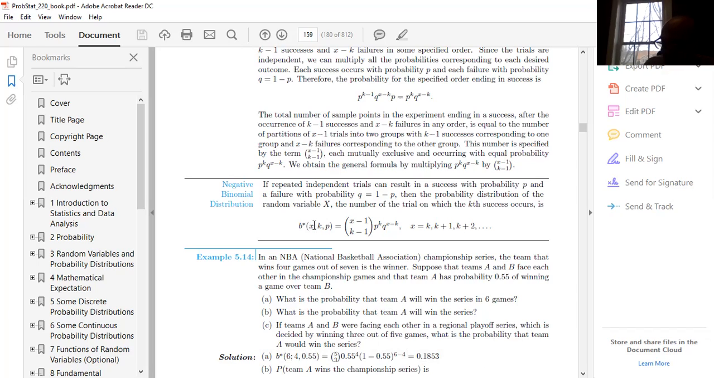So 3 games are won, all 3 games are successes, and all 3 games are won by team A. Or 4 games are being played, and out of these 4 games, 3 are won by team A. Or 5 games, and out of these 5 games, 3 games are won by team A. And that is the answer to the third part.